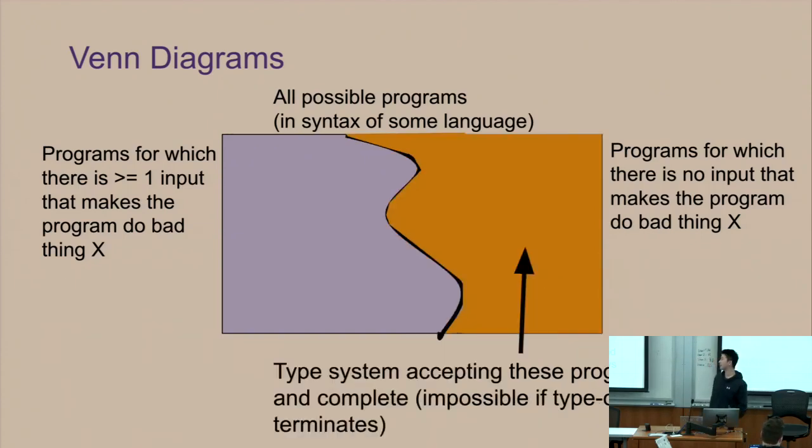What about this? This is the optimal, right? This type system precisely accepts all programs that will never do X, and precisely rejects all programs that do X. So this is called sound and complete. This is the ultimate fancy goal that we try to get, but this is impossible if a type checker always terminates.